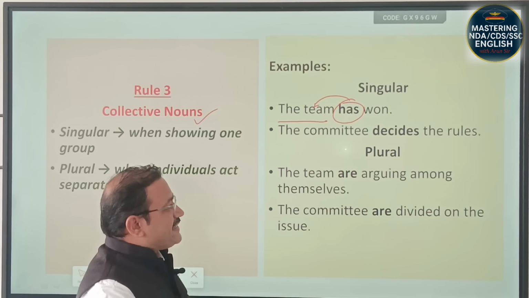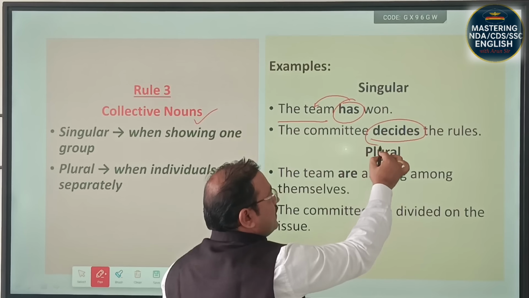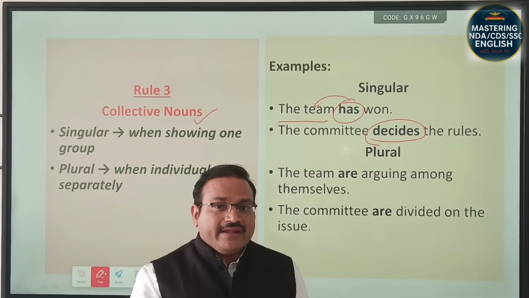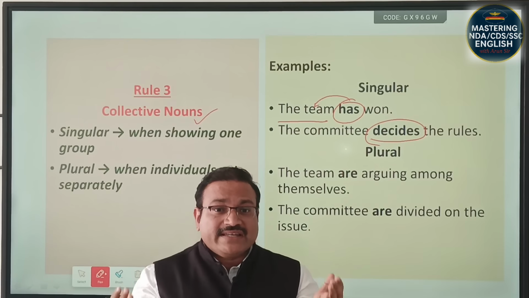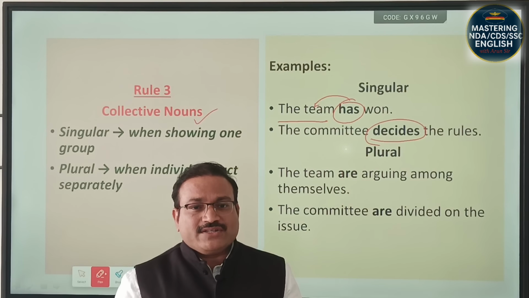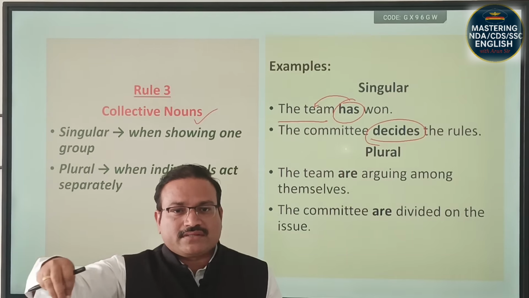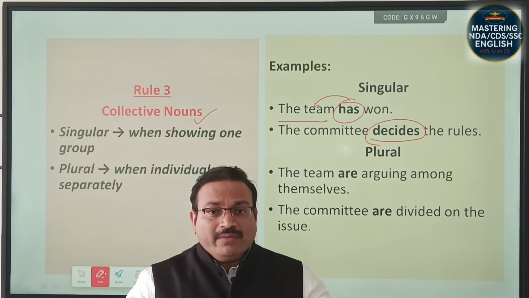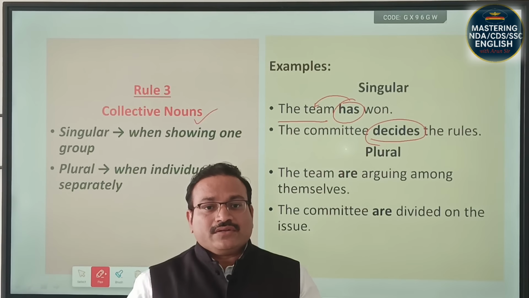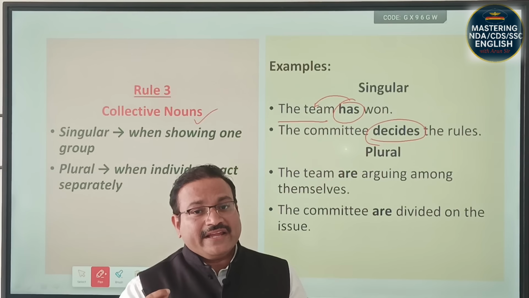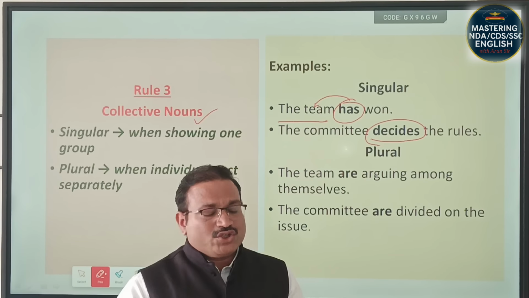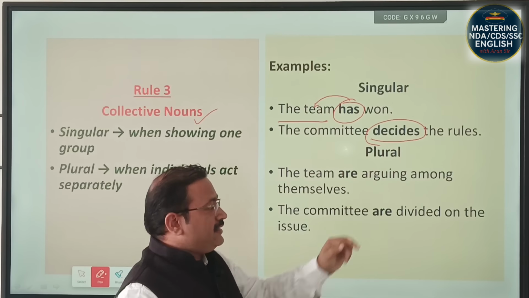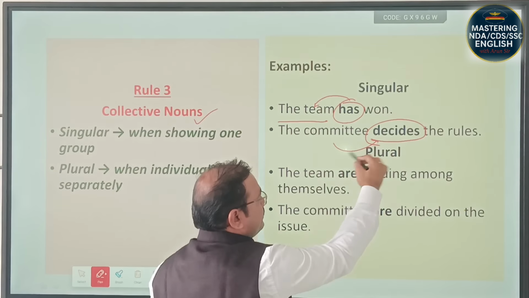The committee decides the rule. Why singular? Decides, not decide. Because the committee decides unanimously any rule. It is not the individual members separately deciding any rule. It is all members together, unitedly, deciding any rule. That is why here the committee is singular and takes a singular verb.